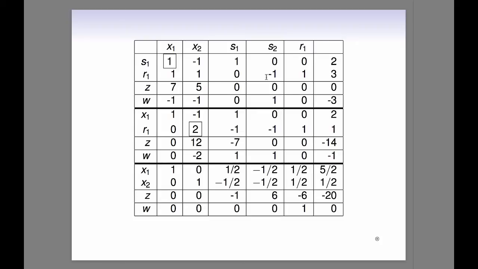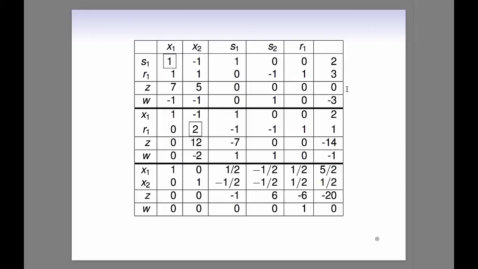Our basic variables that we start with are S1 and R1. Here they are written over here. This is our objective function row for W. And I've also written here above it the objective function row for Z, because we'll need that later on.